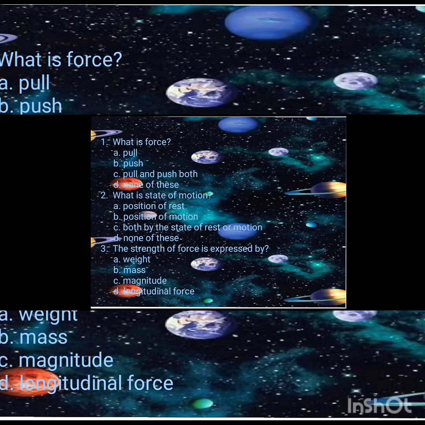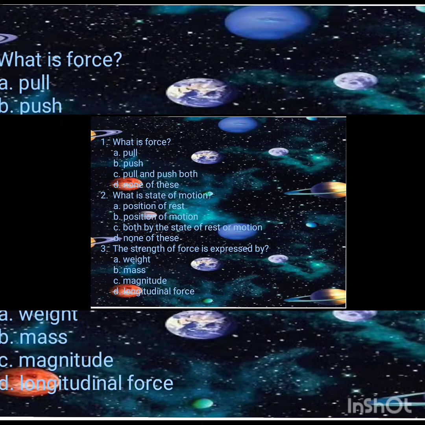Now the second question is, what is a state of motion? A. Position of rest. B. Position of motion. C. Both the state of rest or motion. And D. None of this. Time starts now. 5, 4, 2, time up. What's the correct answer? C. Both the state of rest or motion.